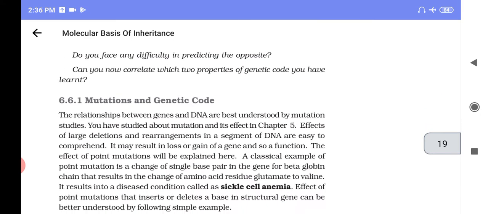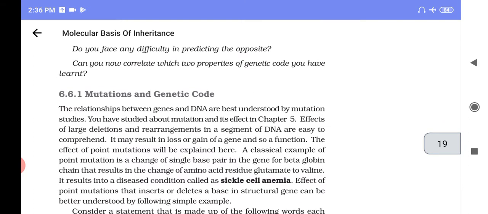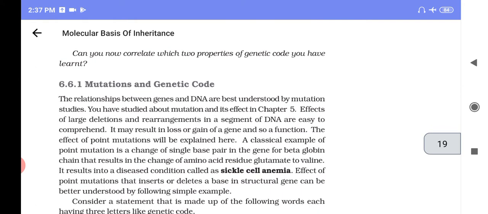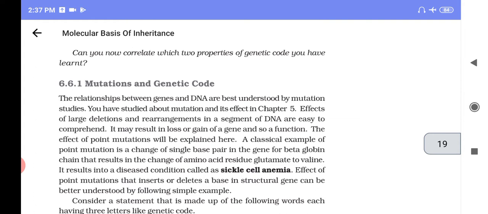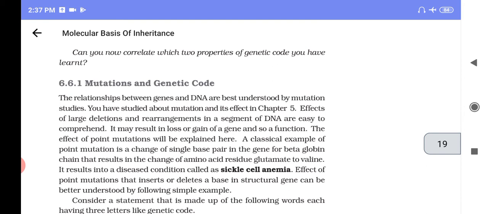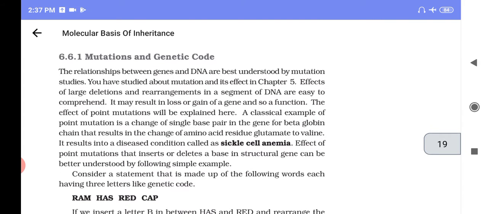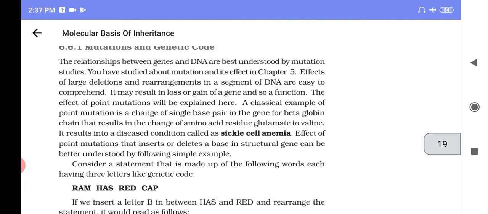Mutations and genetic code. The relationship between genes and DNA is best understood by mutation studies. You have studied about mutation and its effect in chapter 5. Effects of large deletions and rearrangements in a segment of DNA are easy to comprehend. It may result in loss or gain of a gene and so the function. The effect of point mutations will be explained here. A classical example of point mutation is a change of a single base pair in the gene for the beta globin chain that results in the change of amino acid residue glutamate to valine. It results in a disease condition called sickle cell anemia.